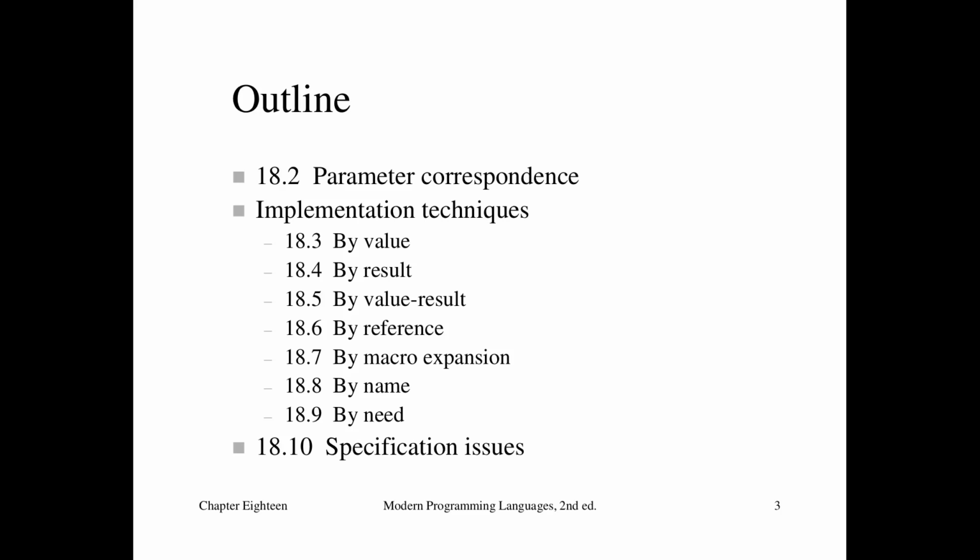First off, we're going to be describing the parameter correspondence issue. So how do these things actually correspond between the actual and the formal parameters? And then we'll talk about the implementation techniques for parameter passing, and so that we have the 7 that we see there. And then finally we'll talk about some specification issues associated with different languages.